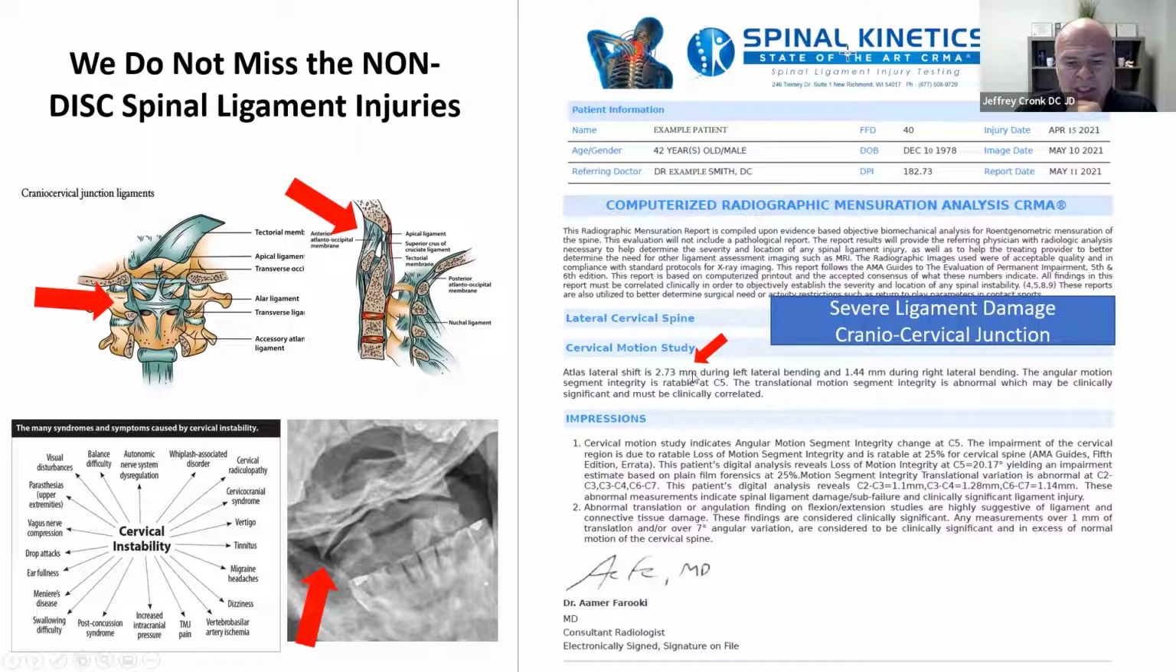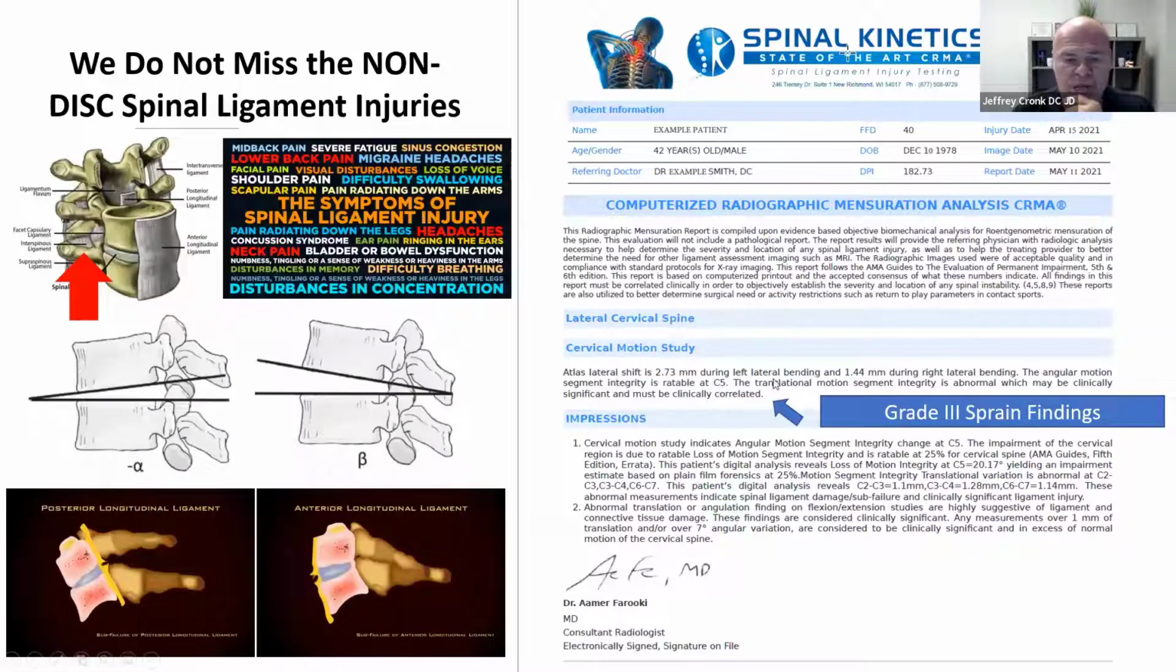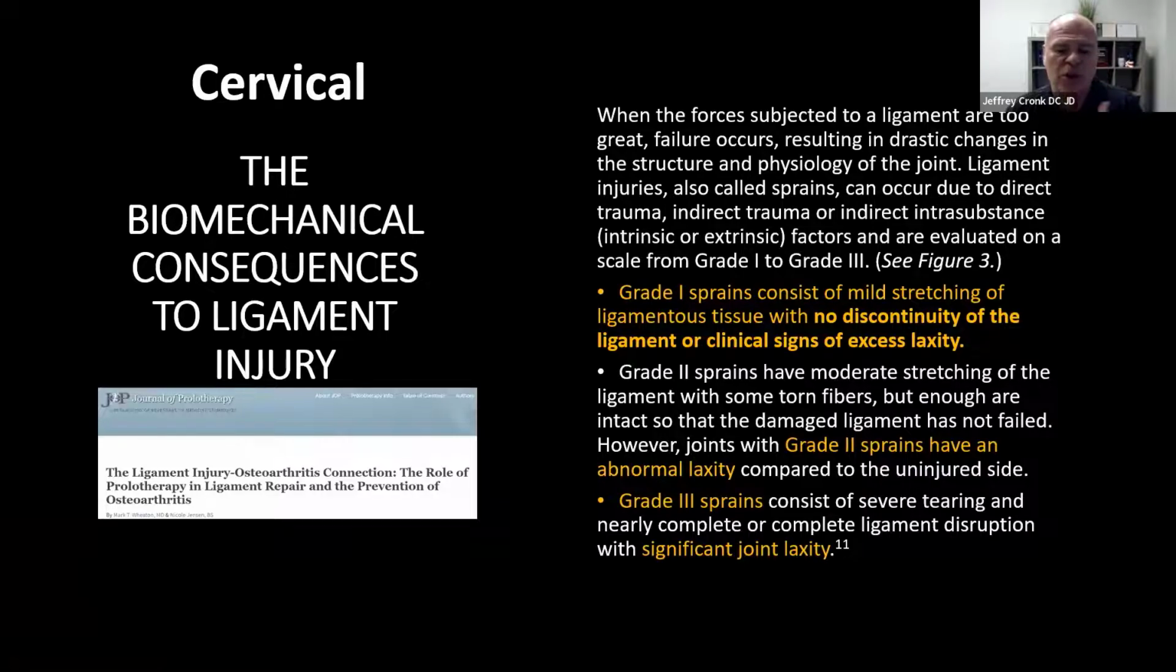Anything over 1.7 is pretty significant. I have grade 3 sprain findings, and I also have grade 2 sprain findings. And it tells me right away that that's what I have. The grade of sprain finding, anybody can pick up: if you have a grade 1 sprain, you basically don't show any clinical signs of excess laxity. Everything's within normal limits. If you have grade 2 sprains, you have abnormal laxity. And if you have grade 3 sprains, you have significant joint laxity.